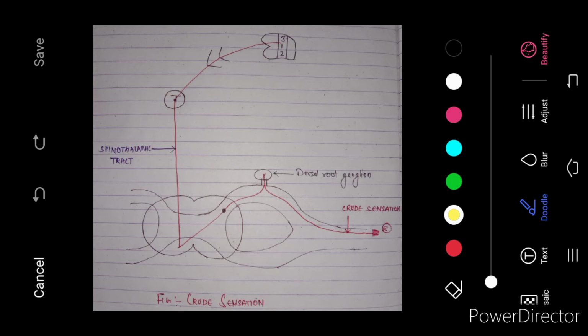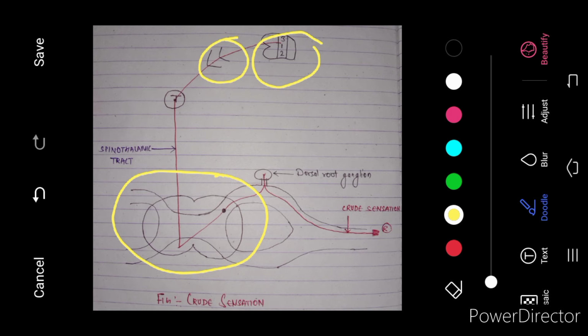It is very important. So this is the cross section of the spinal cord, and this is the cerebral cortex of the brain. It is the internal capsule. T represents thalamus, and we'll discuss later about fine sensation.